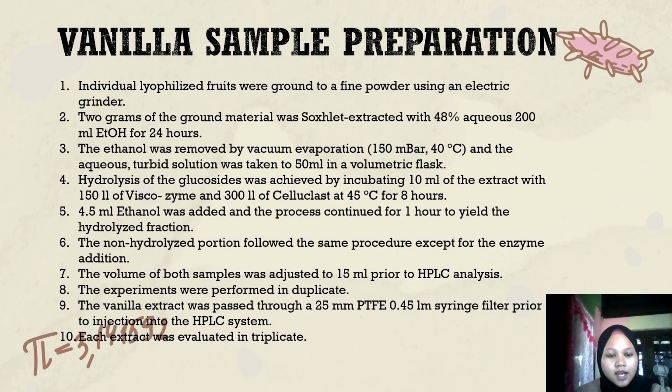and the aqueous turbid solution was taken to 50 ml in a volumetric flask. Then, hydrolysis of the glucosides was achieved by incubating 10 ml of the extract with 150 ml of Viscozyme and 300 ml of cellulase at 45 degrees Celsius for 8 hours. Then, 4.5 ml ethanol was added and the process continued for 1 hour to yield the hydrolyzed fractions. Next, the non-hydrolyzed portion followed the same procedures except for the enzyme addition. Next, the volume of both samples was adjusted to 15 ml prior to HPLC analysis.